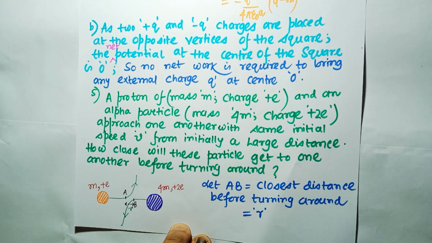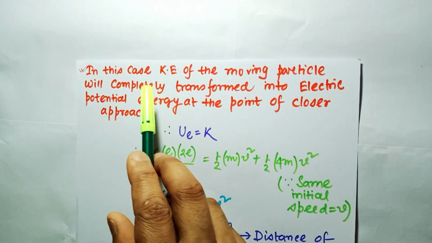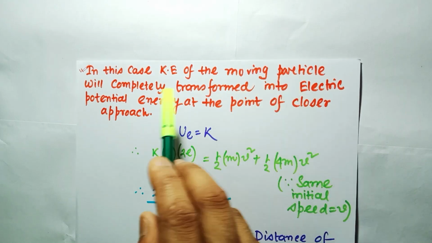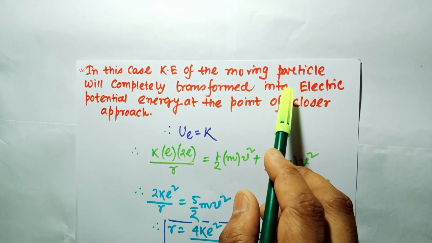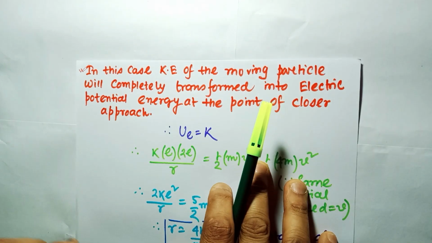You can see initially both the particles have kinetic energy. Before turning around, the sum of the kinetic energies will be equal to the potential energy at the distance r of these two charges. In this case, the kinetic energy of the moving particles will be completely transformed into electrical potential energy at the point of closest approach, as I have already told you.